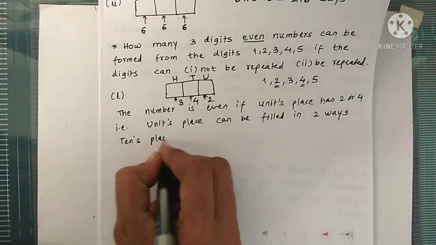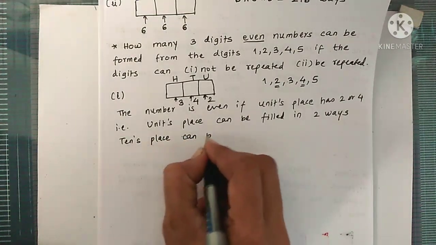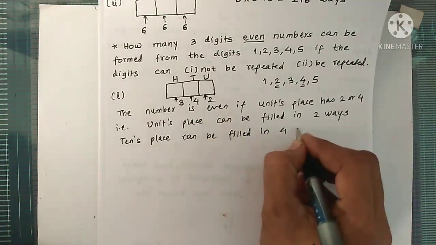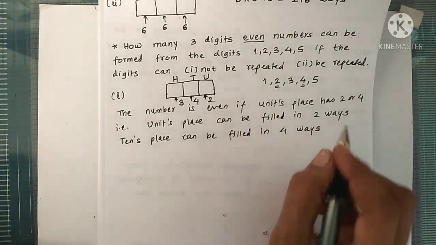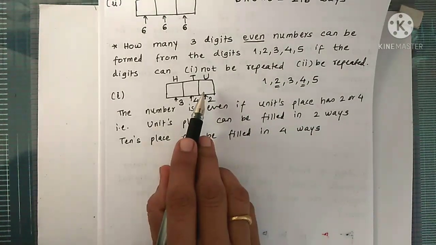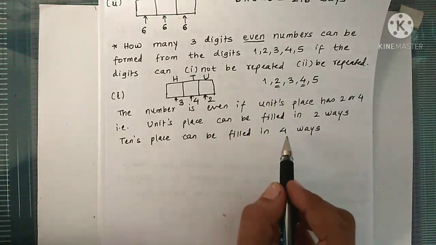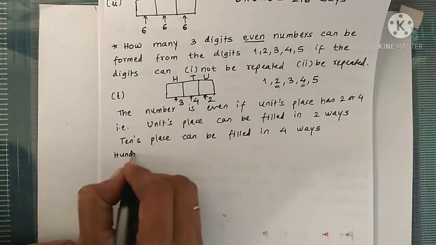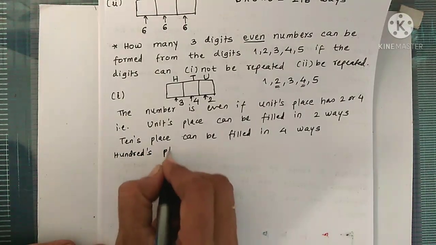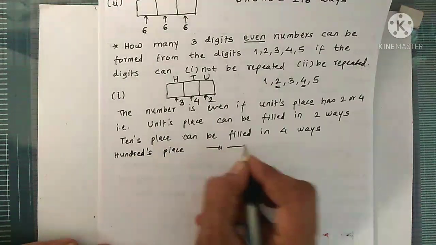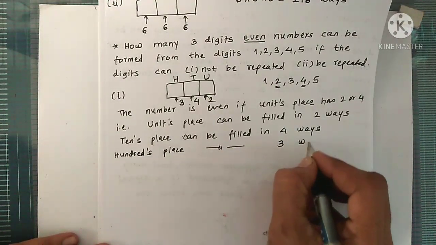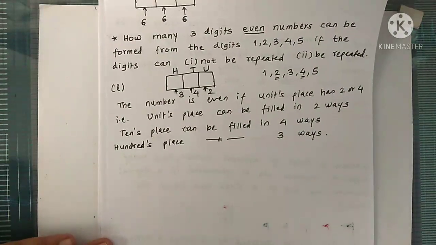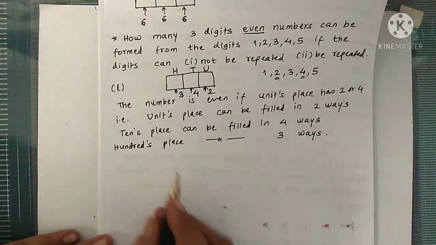Tens place can be filled in 4 ways. As we have 5 digits and we have used 2 or 4 here, one digit is used from 5, so the remaining number of digits is 4. And for hundreds place, again one digit is used from these 4 digits, so for hundreds place we have 3 digits available. So the number of ways of filling this hundreds place using those 3 digits is 3.